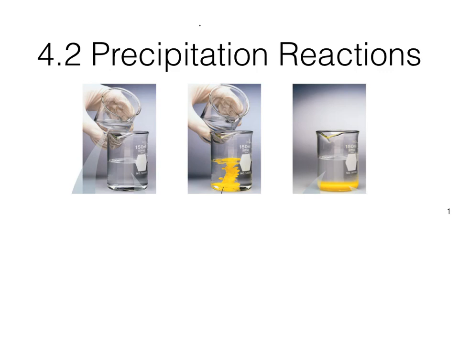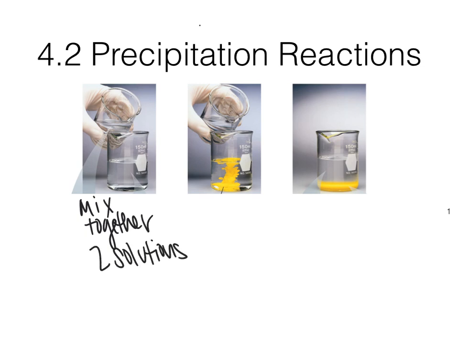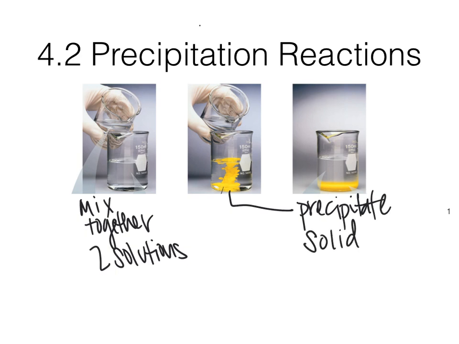So in this section 4.2, we're going to talk about precipitation reactions or metathesis reactions. A precipitation reaction involves a couple of things. First, mix together two solutions. And when you do that, we get a precipitate, which is a fancy chemistry word for a solid. So this is just any solid.